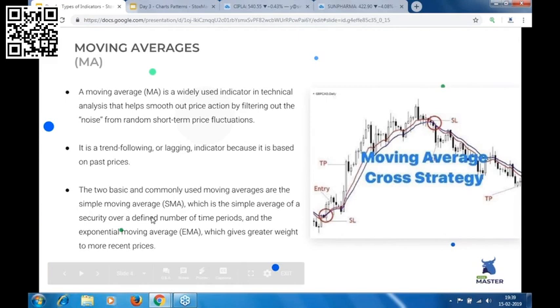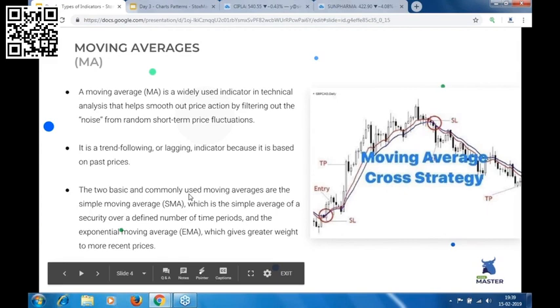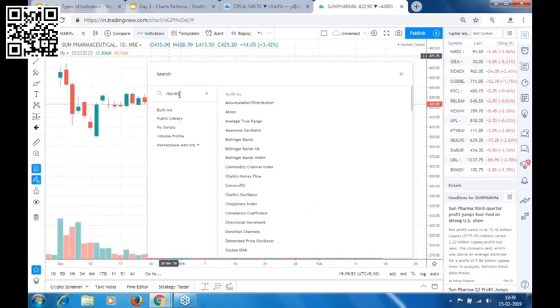Now let's say if I go to indicators and I select moving average. First we'll see only one moving average, and I'll apply a 200 period moving average. Let me make it red in color.